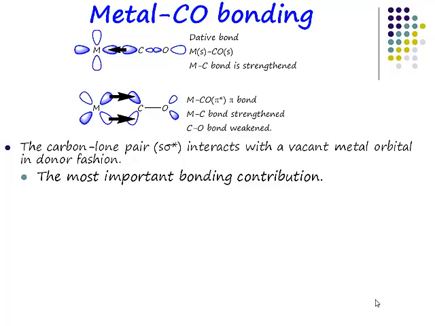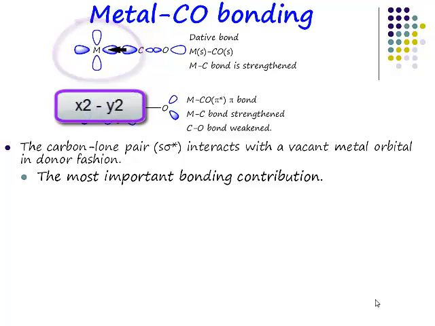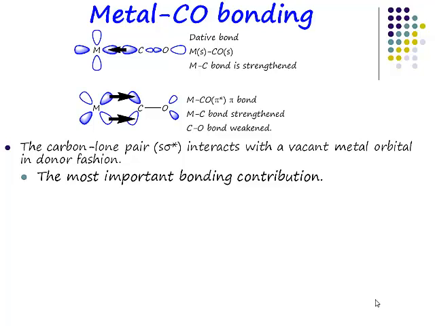in chromium hexacarbonyl, what metal d orbital is drawn there? It's going to be one of the EG set, because it's the EG set that point along the axis. It's dx squared minus y squared. This can only be one d orbital, dx squared minus y squared, pointing along the x and the y axes, because that's the directions that an octahedron of ligands are coming in on.